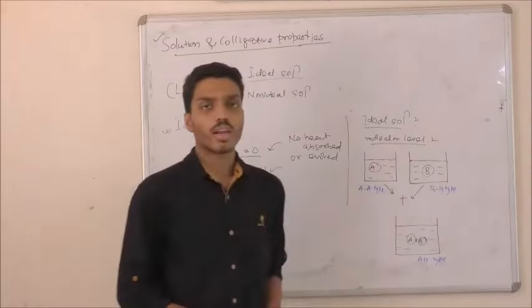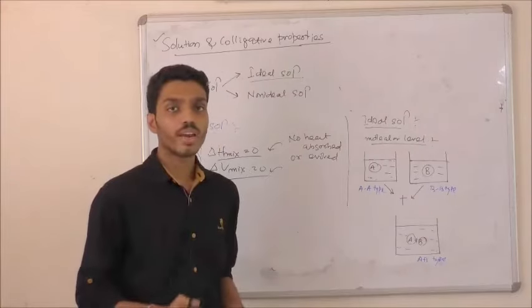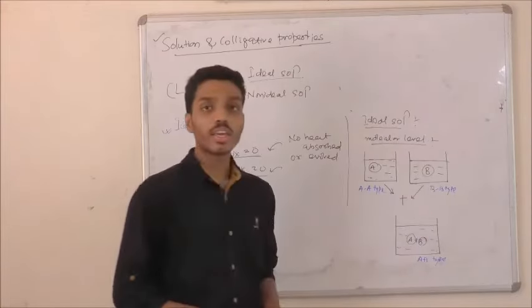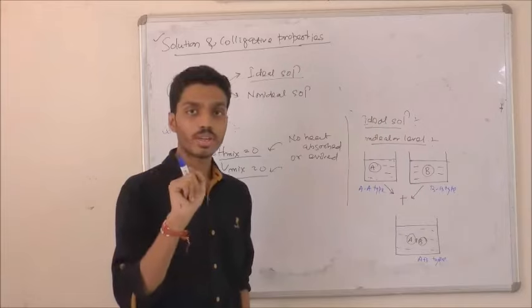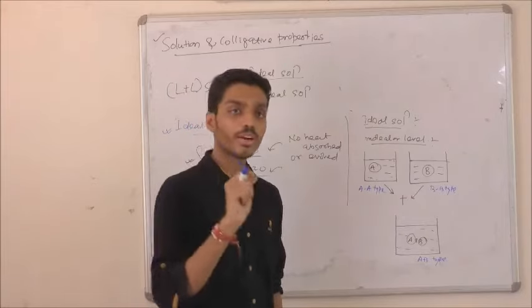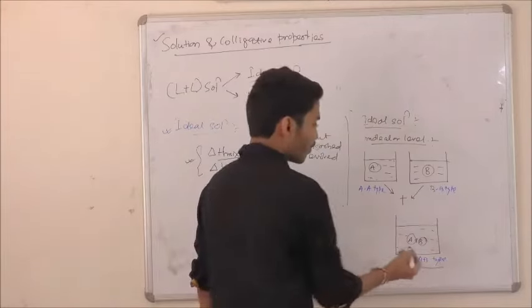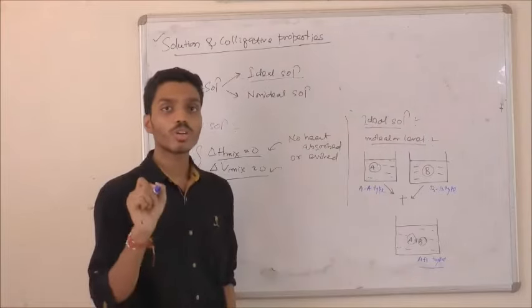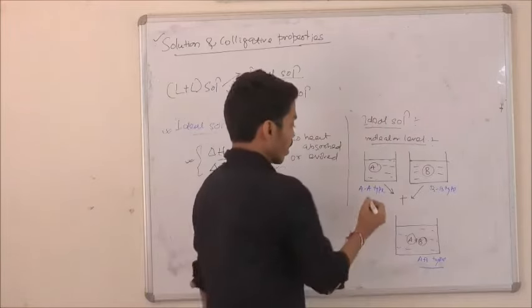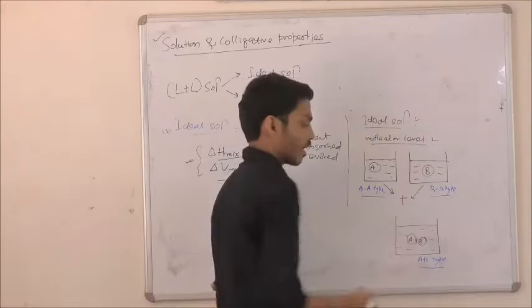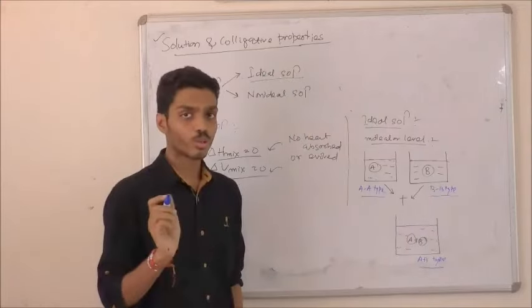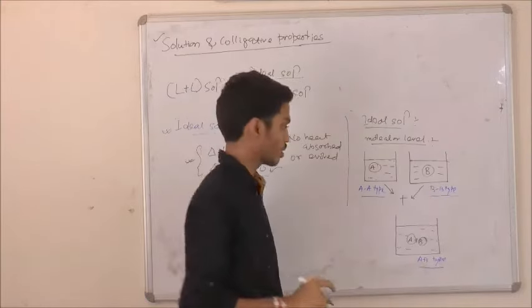Okay, at the molecular level, an ideal solution can be described like this: if the intermolecular interaction in AB type is the same as the intermolecular interaction in AA type or BB type, then it is called an ideal solution. So let's understand this.